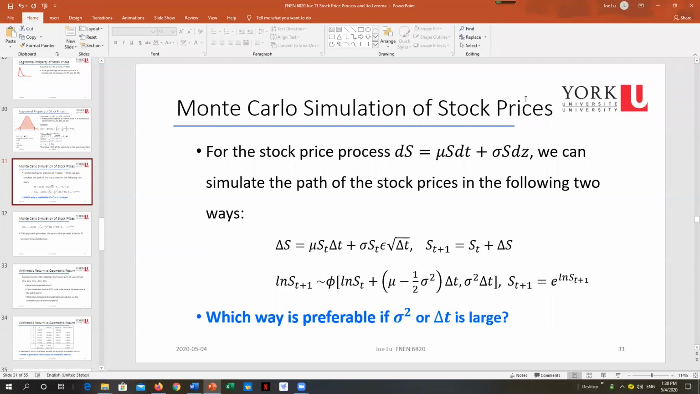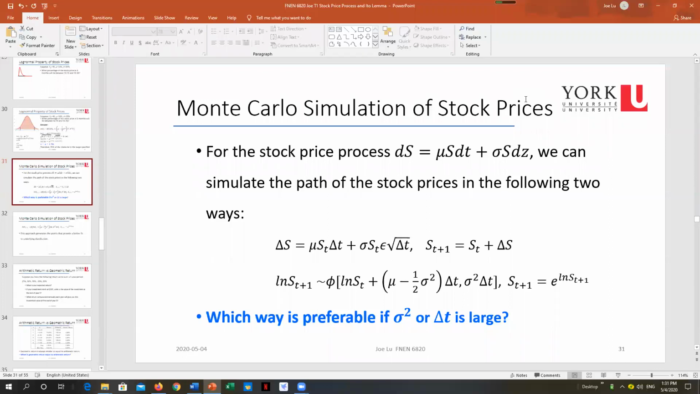Hello everyone, welcome back. In this video, we're going to talk about Monte Carlo simulation of stock prices. So we talked about how stock prices follow a particular process. Then in many situations, particularly where you need to do a numerical computation, you would need to be able to simulate the stock price process.